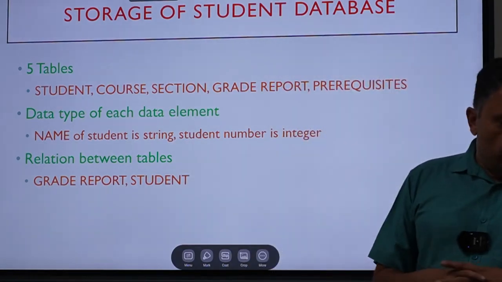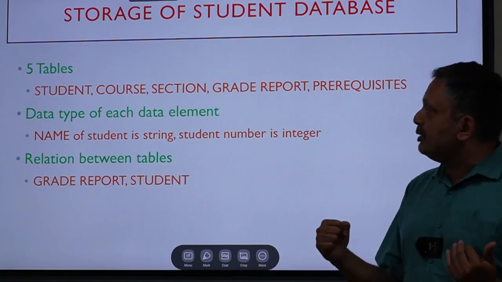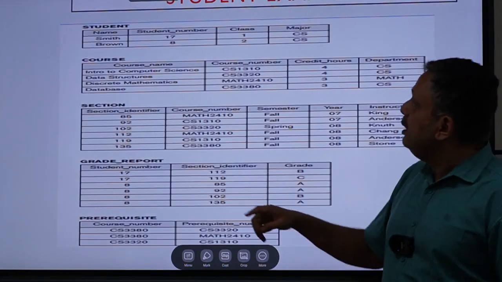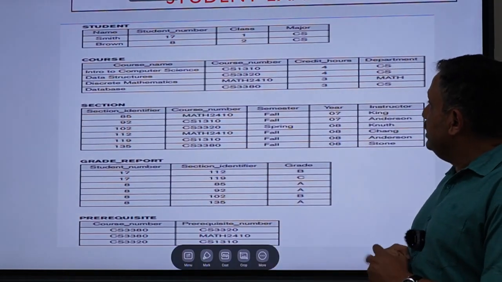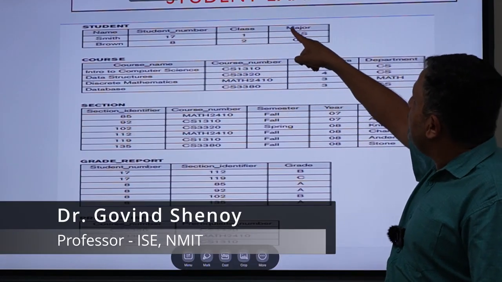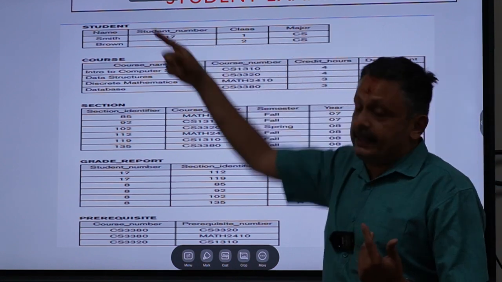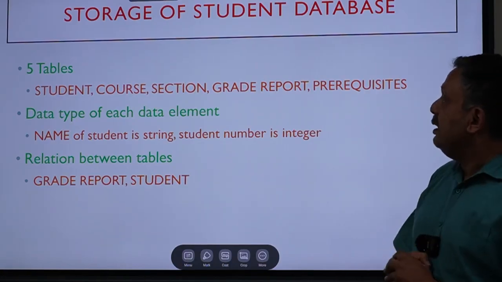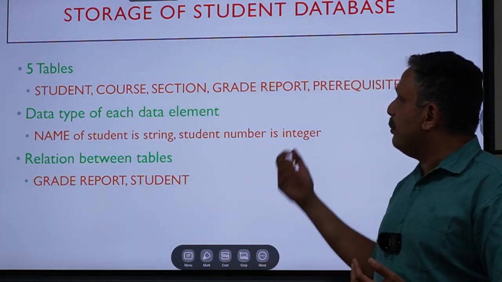Then it's not sufficient that you specify the data, the table. You also need to specify the data type of each data element. If you go back, for instance, the student name is ASCII characters. Similarly, the student number is in fact an integer, it's a number. Class is also a number. And then the major, which is the program that you are in, is also a string or ASCII characters. So you store in the database all these things, the data type of each data element. For instance, the name of the student is a string, the student number is an integer.